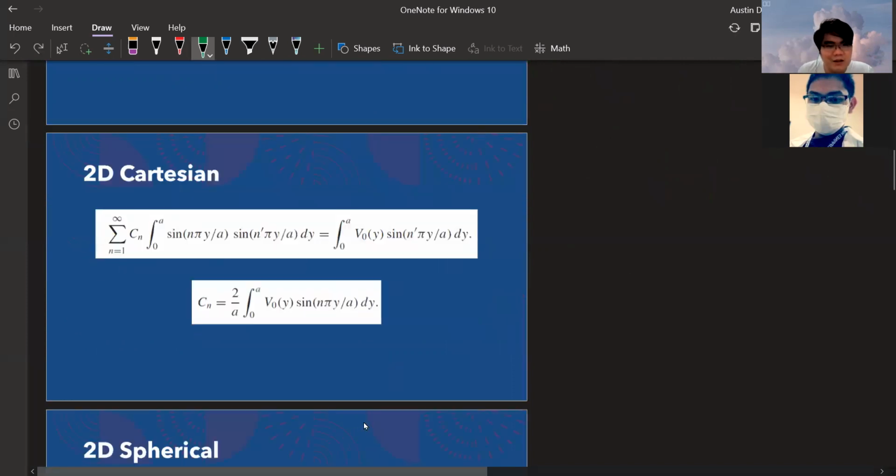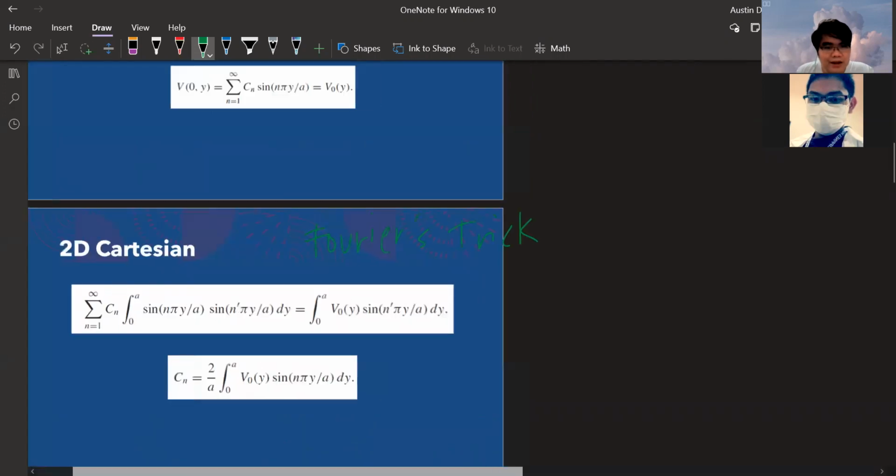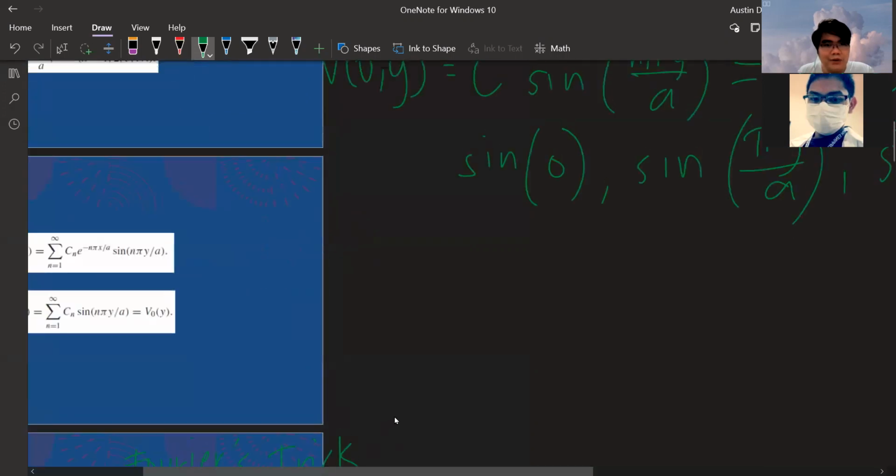So this is what was done. This trick is called Fourier's trick. You integrate both sides by multiplying by sine n prime pi y over a, dy. So just integrate. From our equation, the sum from 1 to infinity of Cn sine n pi y over a.